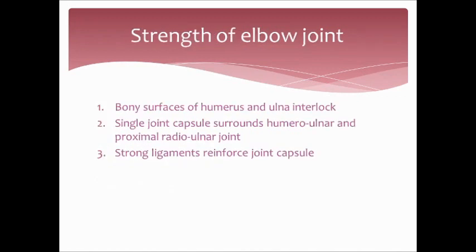The strength of the elbow joint comes from 3 different factors: the bony surfaces of the humerus and the ulna interlocking, the single joint capsule surrounding the humeral-ulnar and the proximal radial-ulnar joint, and the strong ligaments that help to reinforce the joint capsule.